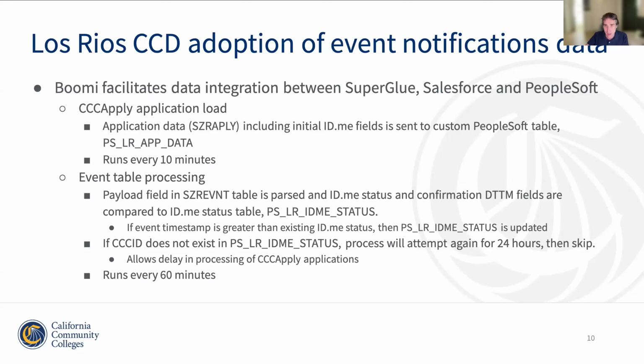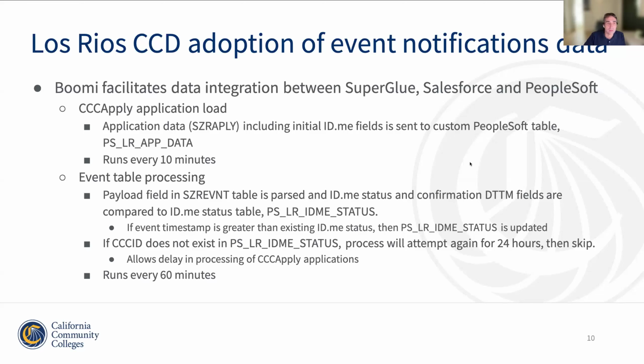We also look at the confirmation date timestamps in the event table and compare them to the ID.me status table we have in PeopleSoft, and ask: is this event that came in later than an event that's in the table? If it is, we update the table with the new status. If it's the same or older, we skip it. That process runs every hour and picks up the new events as they come in.